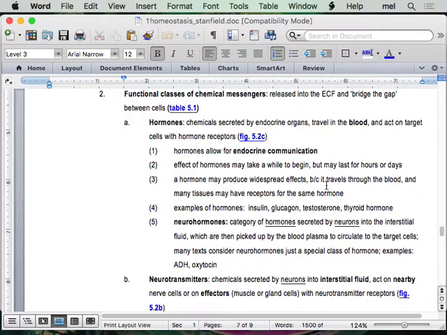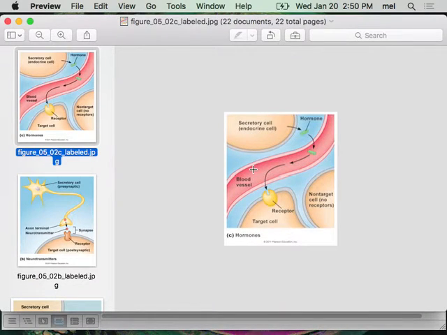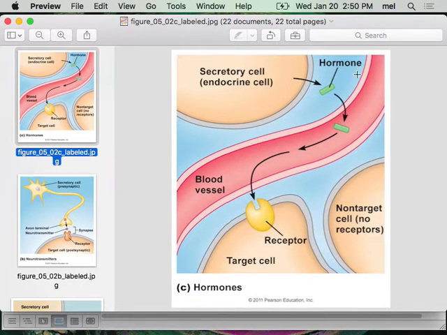But if I am released by a cell to communicate with the cell right next to it, you can have an almost instantaneous response. So the ones we are going to talk about first are the ones that are released from a cell, get picked up by the bloodstream, and travel through the bloodstream from point A to point B. And you already know this word. These are categorized as hormones. And so hormones, here's a visual on it.